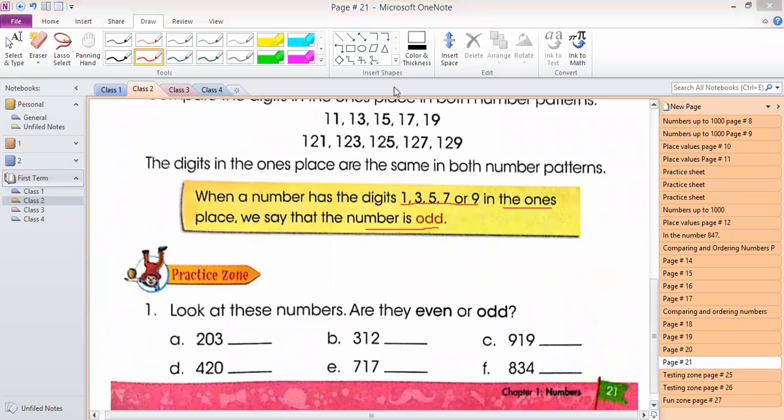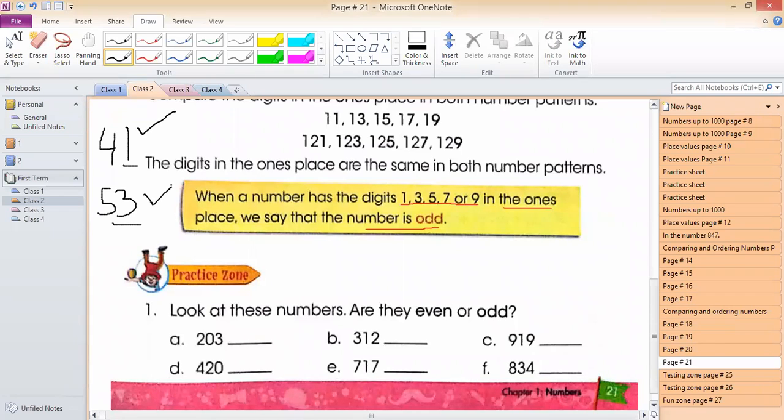Yes, yes. Very good. I give you the examples for the odd number, guys. Look here. 41. In 41, the last digit is 1. And 1 is an odd number. So 41 is an odd number. Let's suppose if I say 53. In 53, the last digit is 3. 3 is an odd number. So 53 is an odd number. 1, 3, 5, 7, or 9 are odd numbers.